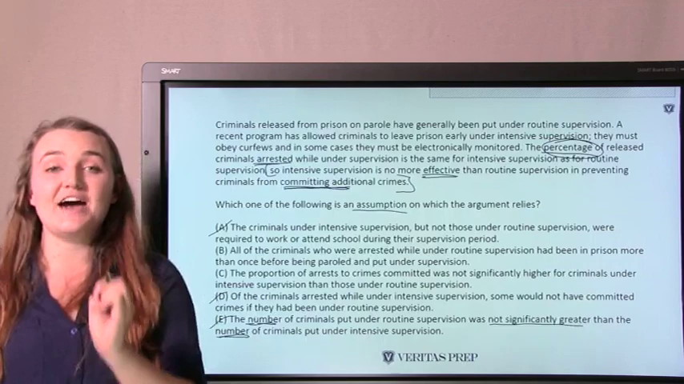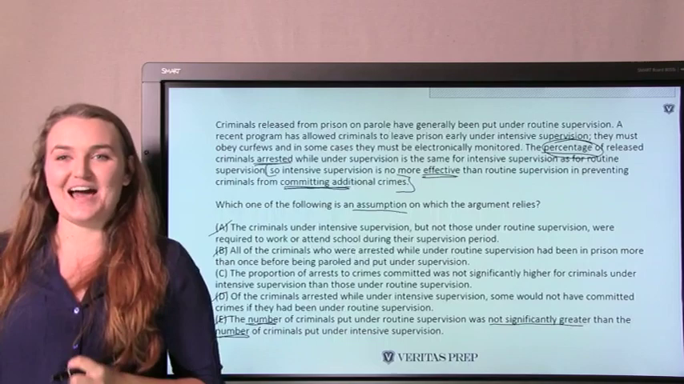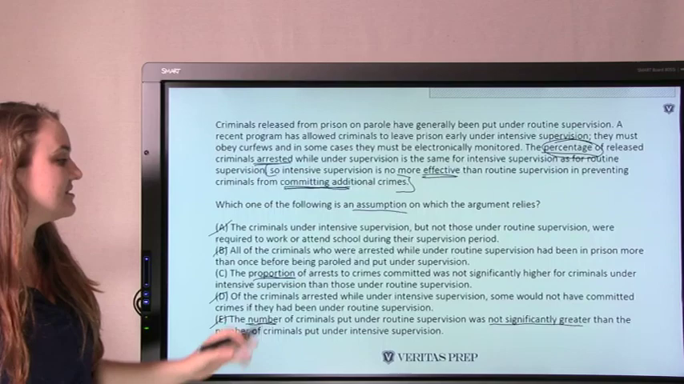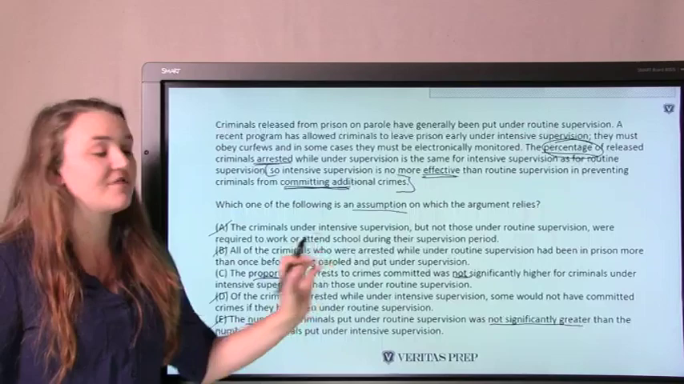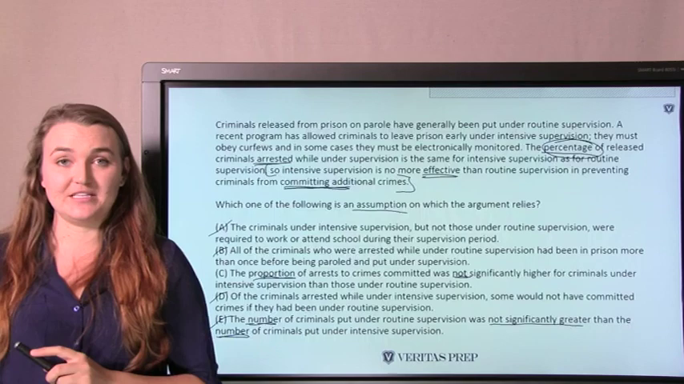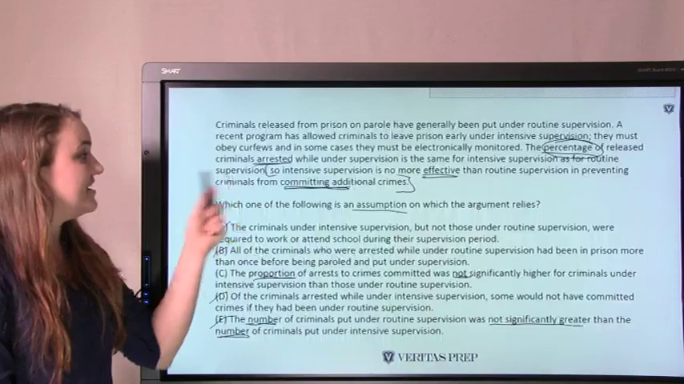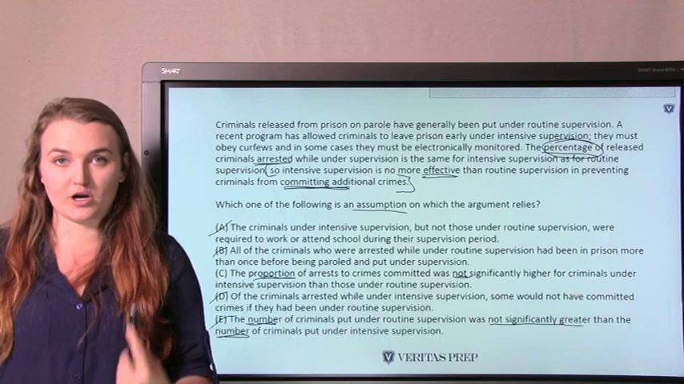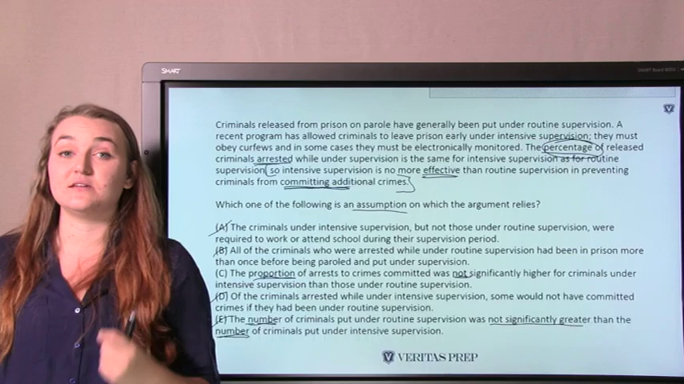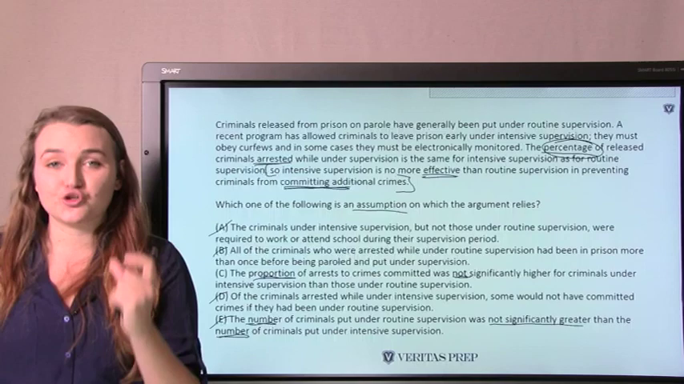However, as you guys are all mentioning now in the chat, according to answer choice C, the proportion of arrests to crimes committed was not significantly higher for criminals under intensive than those under routine. This absolutely must be true in order for our argument to be valid. We are assuming along the way that these criminals weren't just more likely to be caught because we were supervising them more closely. So we want to be really careful in cases like this one, because it's another very common structure where the content may be mixed in a little differently, but the trap answer and the structure are roughly the same.